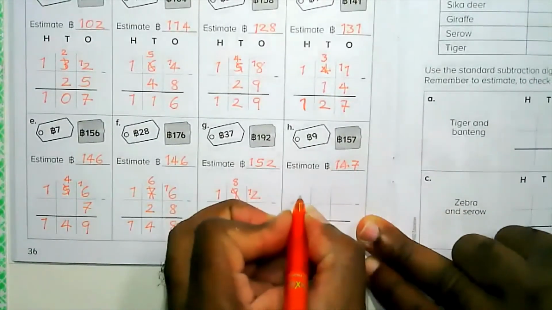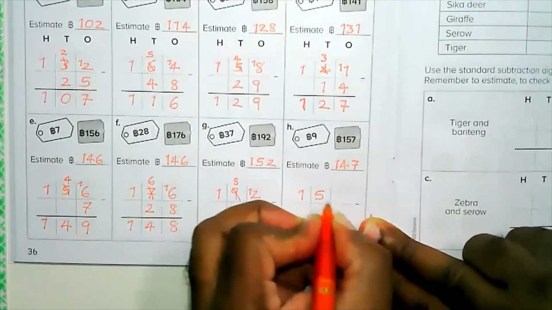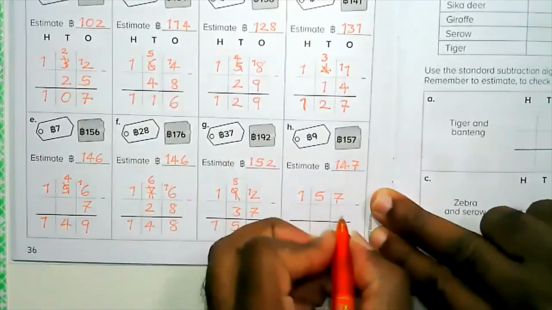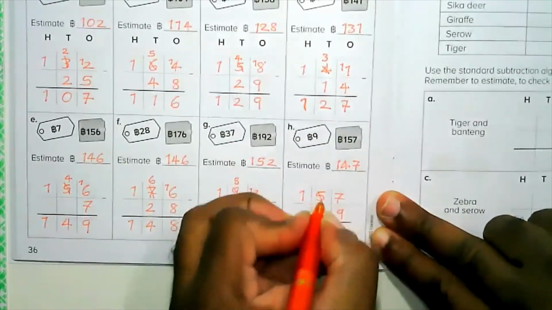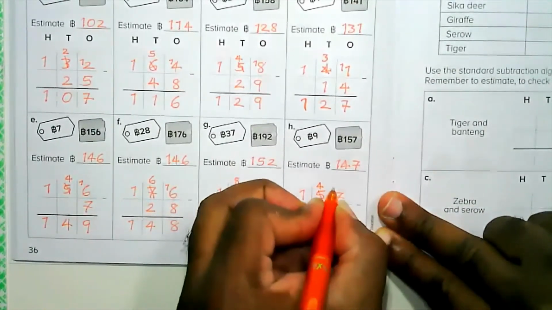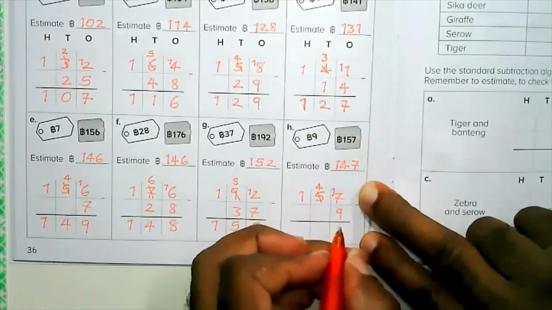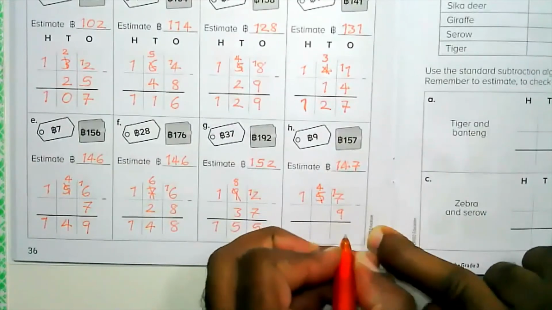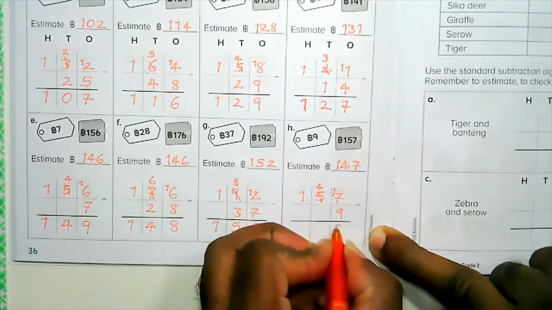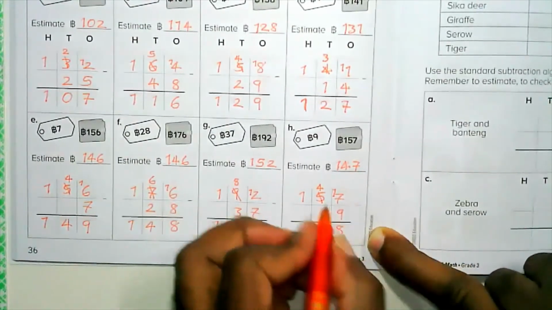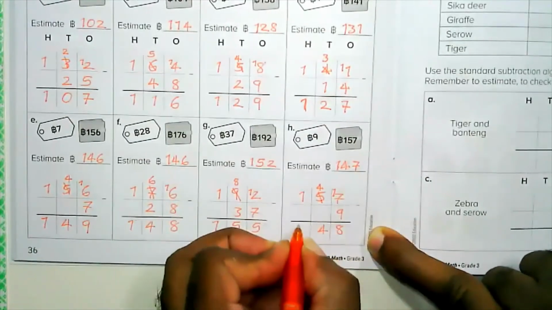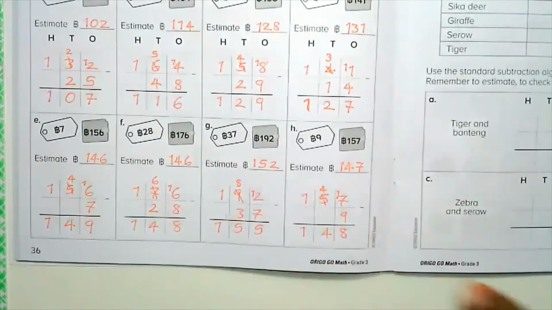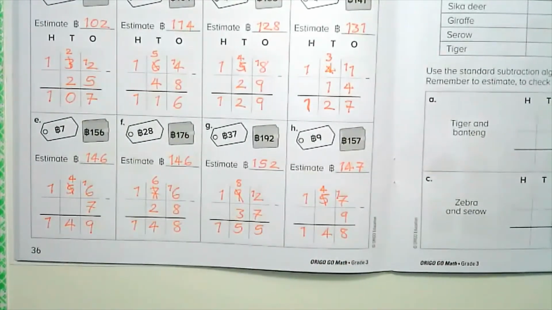Now let's do the actual calculation. 157 minus 9. Borrow 1 here, remain 4. Bring the 1 here. 17 minus 9 will remain 8. 4 and 1. So there you have it, folks. Compare your answer with mine and do the necessary correction.